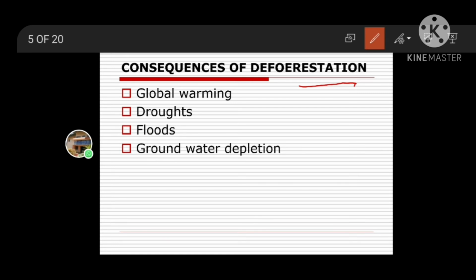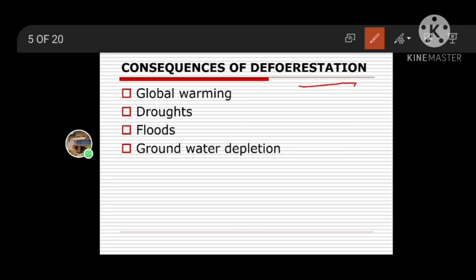Because once the plants are cut, the soil erosion will also take place because plants will only bind the soil. If there are no plants, the soil particles become loose. Easily that soil particles, the top layer of the soil will be washed away. So thereby the fertile land becomes like desert. So this process is called desertification. So deforestation leads to desertification.